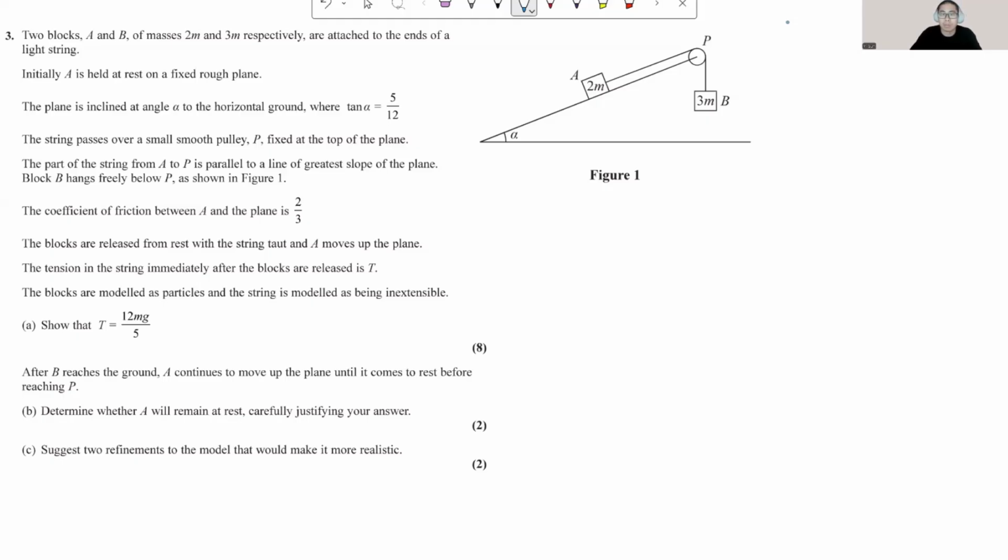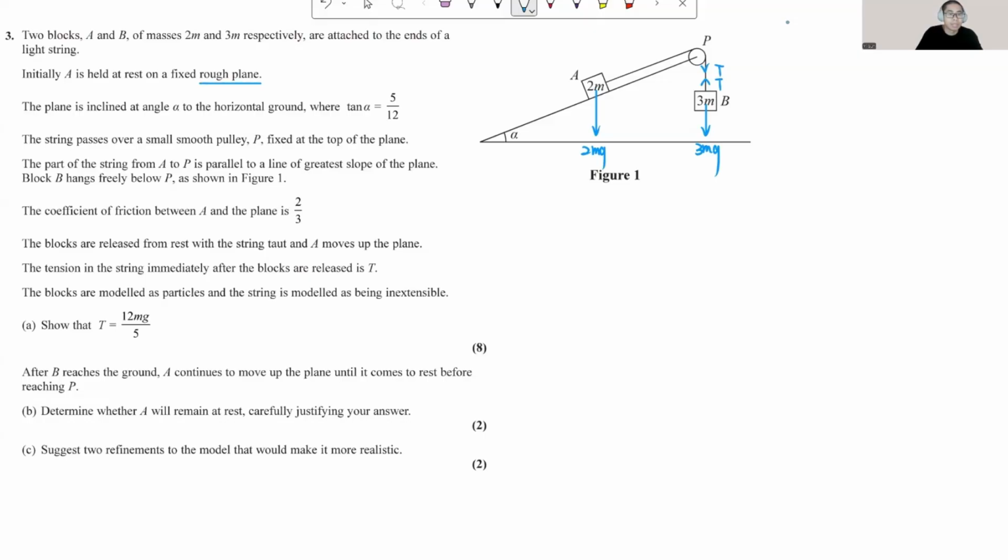So we can label the weights. 3m is a mass, so 3mg will be the weight. And then 2m is a mass, so 2mg will be the weight. And then there would be a tension here and a tension here. Also, initially A is held at rest on a fixed rough plane.